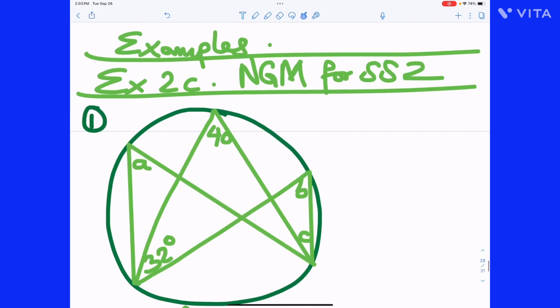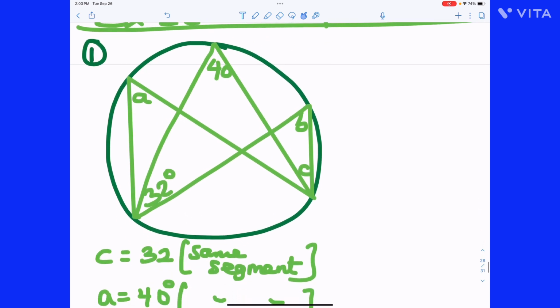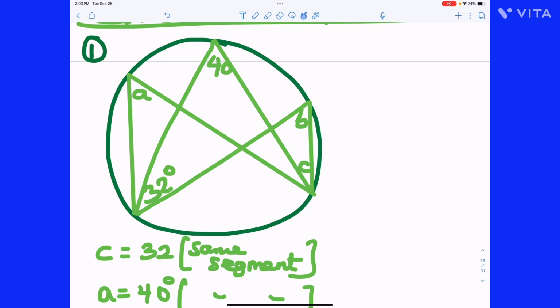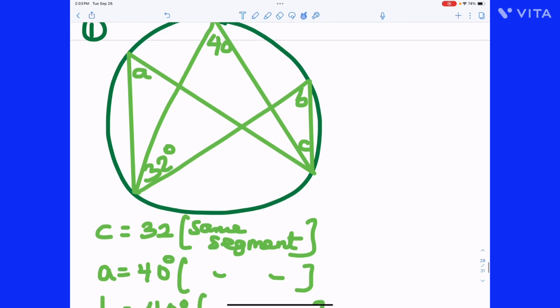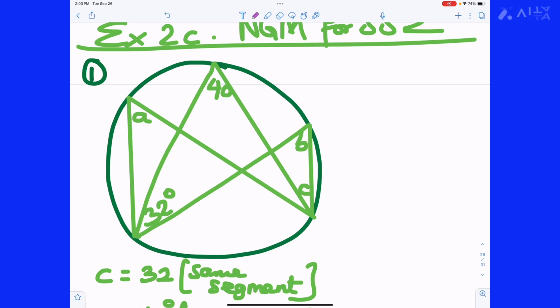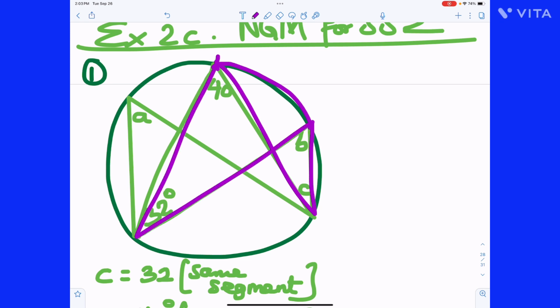All right, let's now go to the examples. The first question says we should find angles A, B, and C. Now, if you look at this diagram very well, look at this arc. This arc forms C on the right here and forms 32 here. So C and 32 are angles in the same segment.